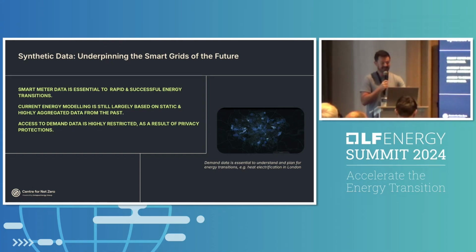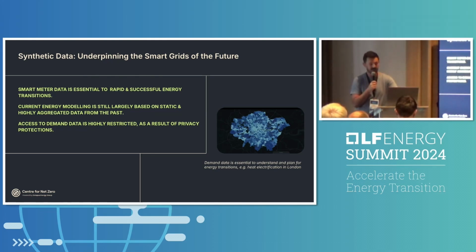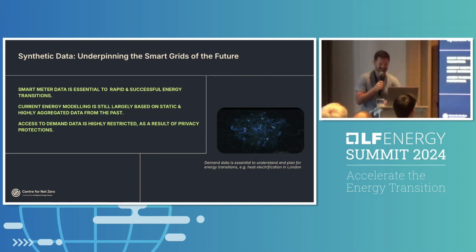I think I've got these slides mixed up because that was what I was meant to talk about first. But yeah, we think smart meter data is really key for a successful energy transition, understanding demand at a household level. And most of the data we've got, especially in the UK, is based on either old collected data from a few years ago or highly aggregated data at the medium and high voltage level, not at the low voltage household level. And the data itself is highly restricted because of privacy protection. Then go into the model we created that I just talked about.